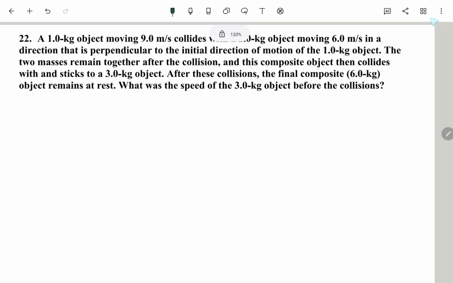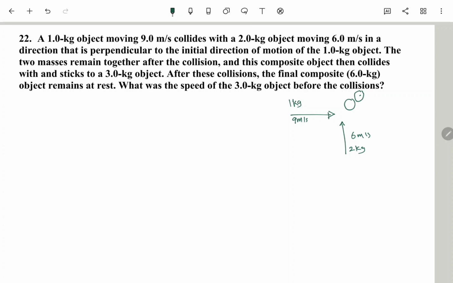Now here's the situation. We have one object moving this way here, 1 kilogram, with speed equal to 9 meters per second. Another object moving this way here in the y direction, and the mass for this one is 2 kilograms, and the speed is 6 meters per second. Now they collide together and stick. After they collide and stick together, it collides with another object, this one right here. We need to calculate the speed of the 3 kilogram object before the collision.